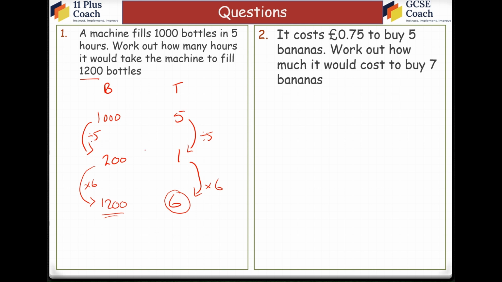The key thing to take from here is, whatever you do to one number, you do the same to the other. This is an example of something called direct proportion. So the more machine hours you do, the more bottles it will fill up. The less you do, the less it will fill up.